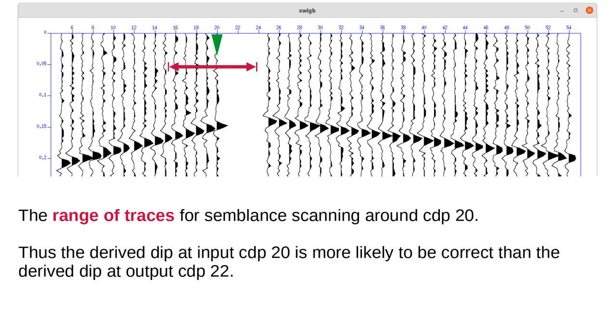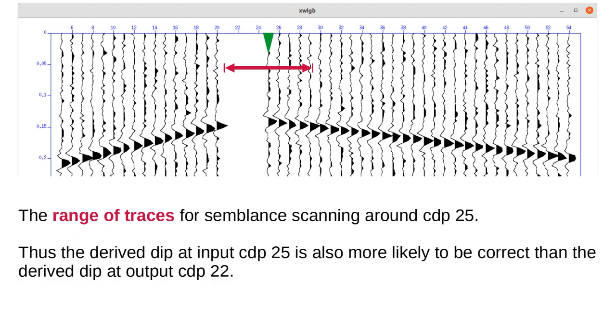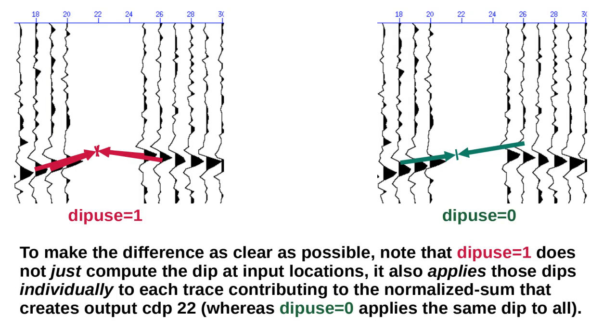The same trace range size for scanning, but now the scanning is done around the input CDPs, not the output CDPs. The derived dips for input CDP20 are more likely to be correct than the derived dips for output CDP22. And the derived dips for input CDP25 are also more likely to be correct than the derived dips for output CDP22. For dip use equals 1, all traces contributing to an output location use their own dip values.